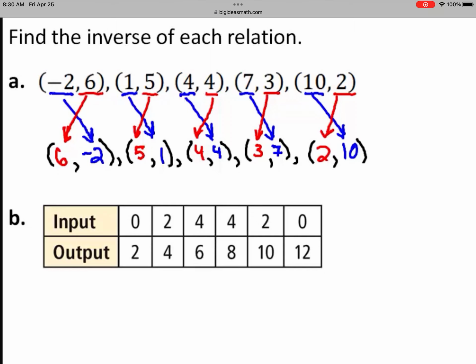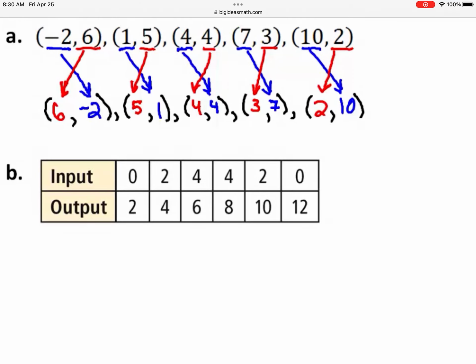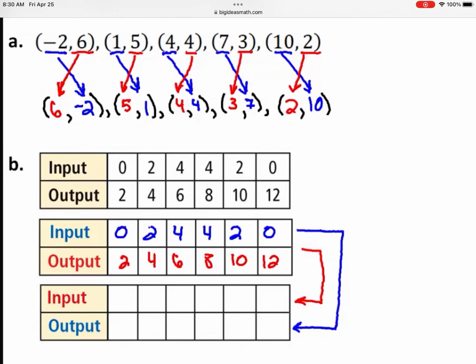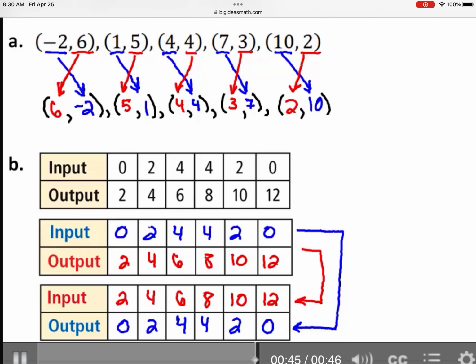Part B. To find the inverse of this relation, switch the inputs and outputs. So the inputs of the inverse of the given relation are 2, 4, 6, 8, 10, and 12, and the outputs of the inverse of the given relation are 0, 2, 4, 4, 2, and 0.